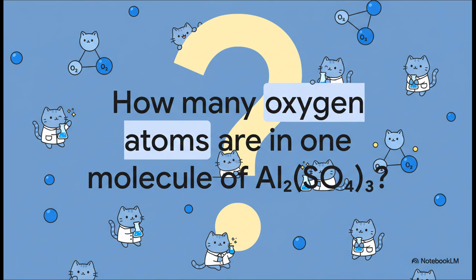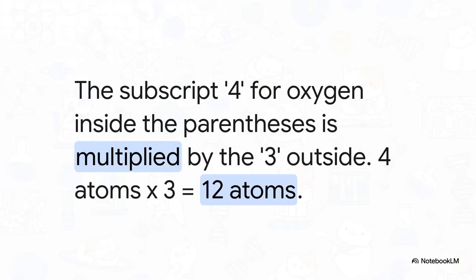Okay, on to chemistry. This one is all about reading a chemical formula correctly. Look really closely at the little subscript numbers, both inside and outside the parentheses for aluminum sulfate. How many oxygen atoms are there? And the answer is C, 12. All you do is take the subscript 4 that's attached to the oxygen inside the parentheses, and you multiply it by the 3 on the outside. 4 times 3 gives you 12 oxygen atoms.